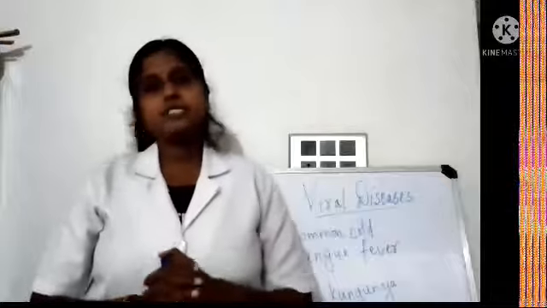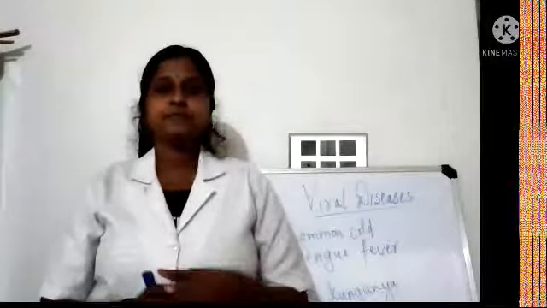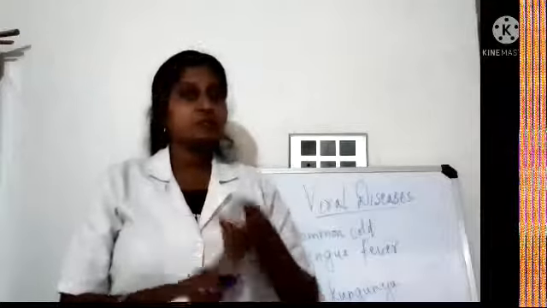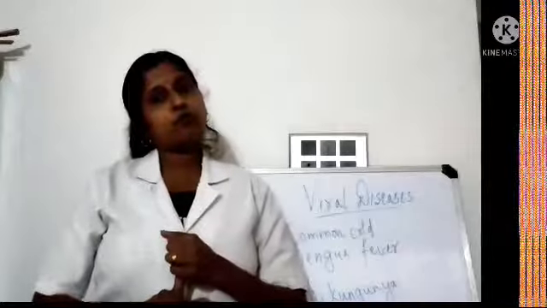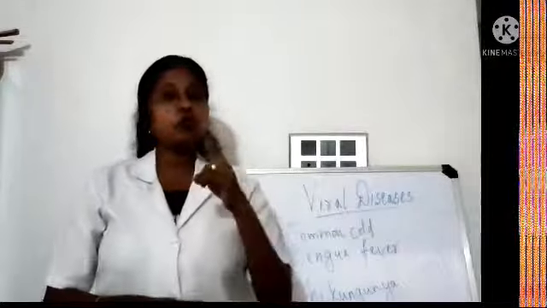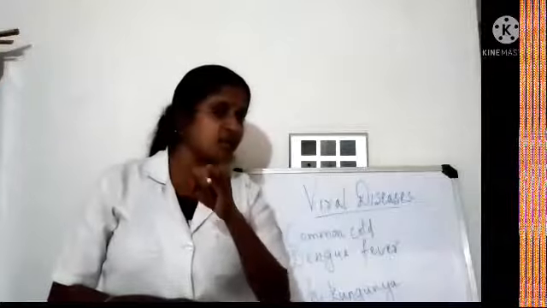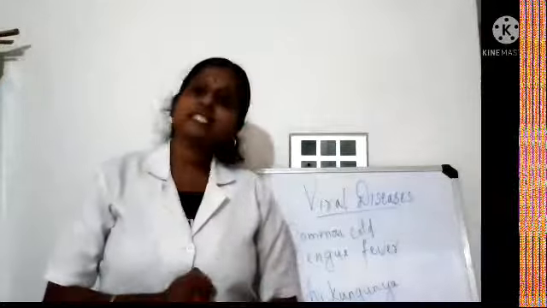Last class we discussed bacterial diseases, isn't it? Two bacterial diseases were covered. One was typhoid, which is caused by an organism called Salmonella typhi, and the second one was pneumonia, which was caused by what? Two organisms. One is Streptococcus pneumoniae and the second one is Haemophilus influenzae.